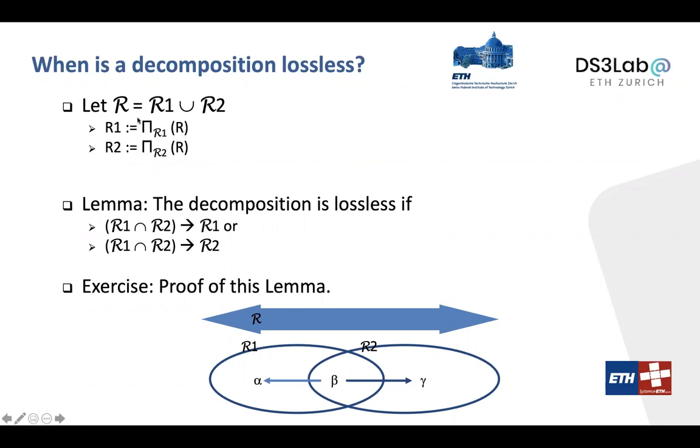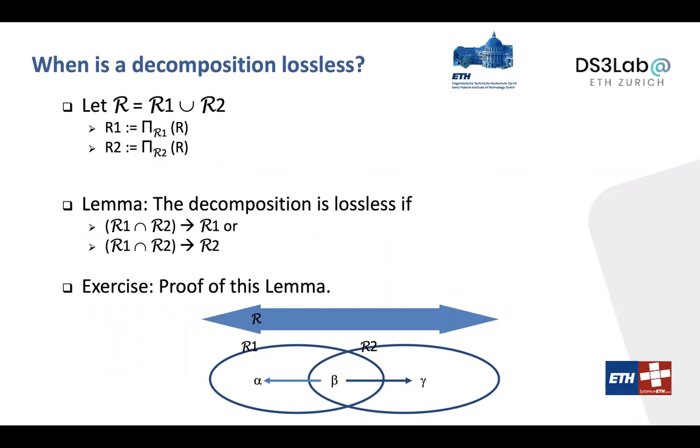For example, if you have a large relation, you can decompose it into R1, R2. Each R1 is just a projection. If you do this type of decomposition, the decomposition is lossless in the sense that if you join R1, R2, you can always get back your original R.